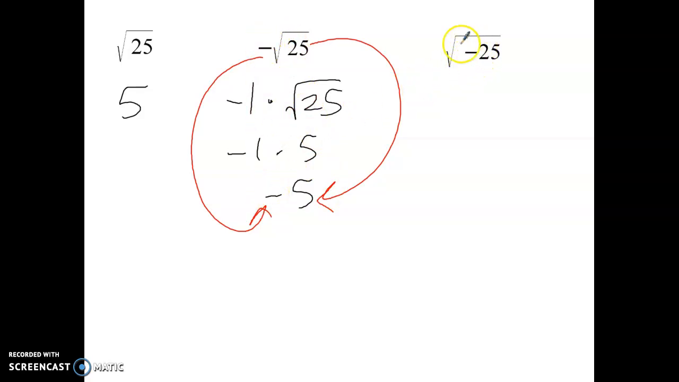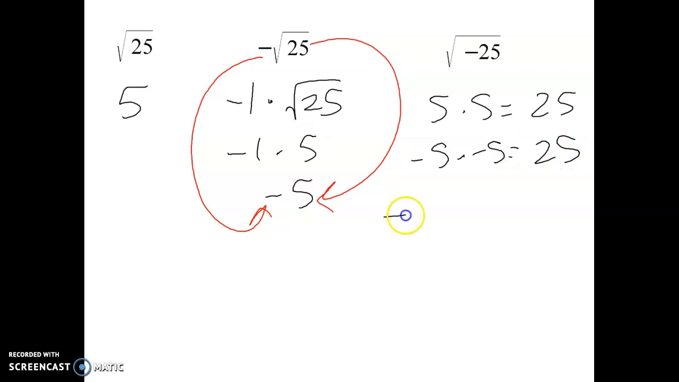But today we're learning what happens when I have a negative on the inside. I know positive 5 times positive 5 is positive 25. Negative 5 times negative 5 is also positive 25. And if I want something times itself to equal negative 25, that something is going to have an i in it. It's going to be an imaginary number. So 5i times 5i equals negative 25. The square root of negative 25 is 5i.